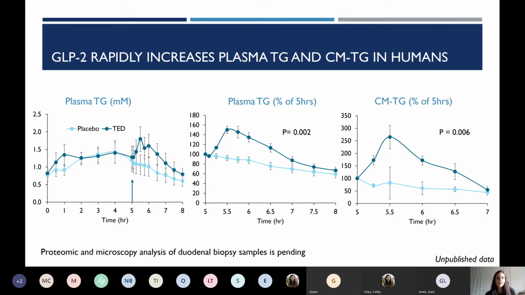For this study, we did that duodenal biopsy arm as well, and we're waiting on those proteomic and microscopic analysis to look at the enterocyte and see if we can see a difference in those extracellular and intracellular lipid pools.